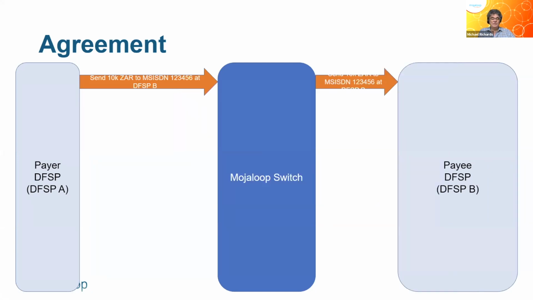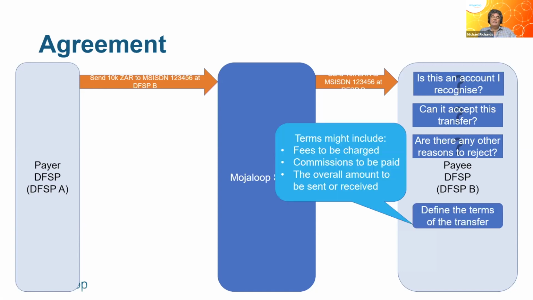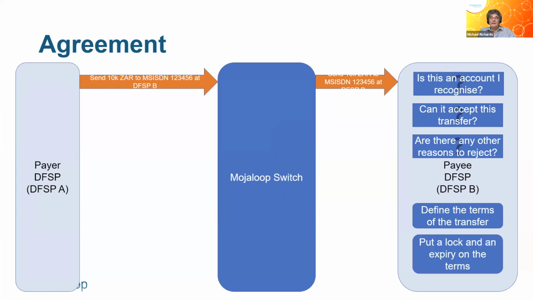That's passed through to the payee DFSP. And the payee DFSP now says, is this an account I recognize? Can it accept this transfer, or is it suspended for some reason? Are there any other reasons to reject it, such as, for instance, it may be blacklisted or greylisted? Now we define the terms of the transfer, which might include fees to be charged, commissions to be paid, and the overall amount as a consequence of that to be sent or received. And then I put a lock and an expiry on the terms.